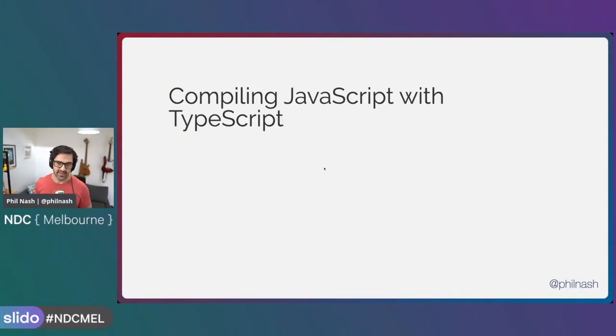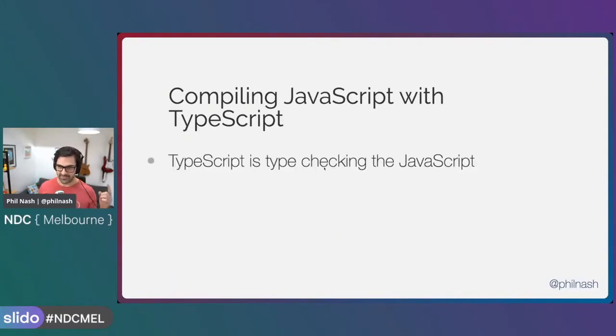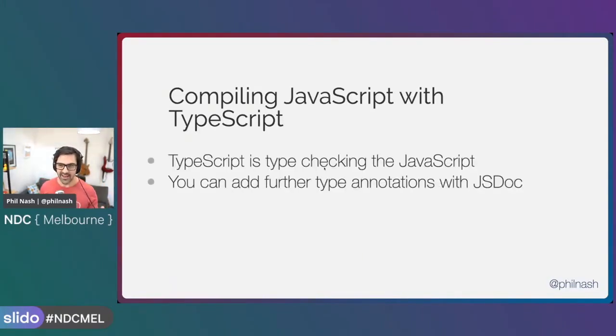And there's actually some more benefits to this. We have types checking the JavaScript. We can actually add further type annotations using JSDoc. So we don't have to stop writing JavaScript. We can add extra types with JSDoc. And I think this is really cool, and I'll come back to it in a second.